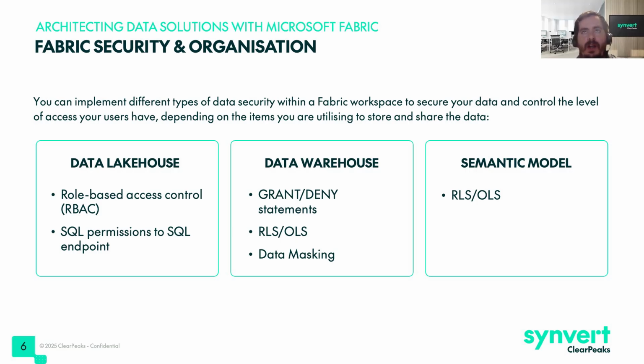On the other hand, we have the data warehouse, where you can also create these grant and delete statements on SQL, and you can also build row-level access control or object-level access control. And you can also make use of data masking, where you can protect your sensitive fields on a data warehouse and partially or fully obscure them from unauthorized users. And finally, we have the semantic model access control, where you can also apply row-level security or object-level security. And well, this feature is much better known from previous Fabric Power BI environments.